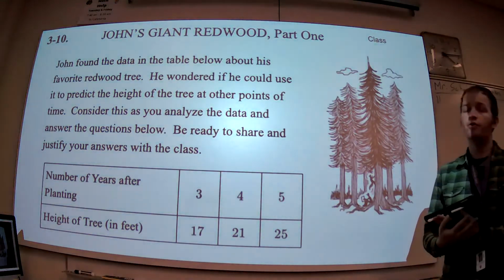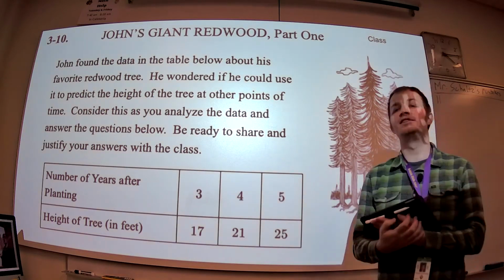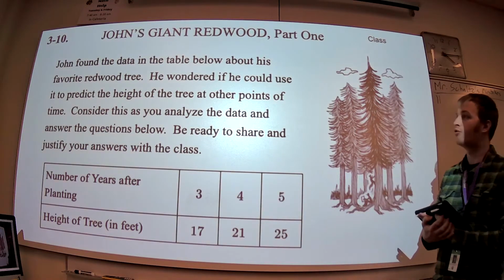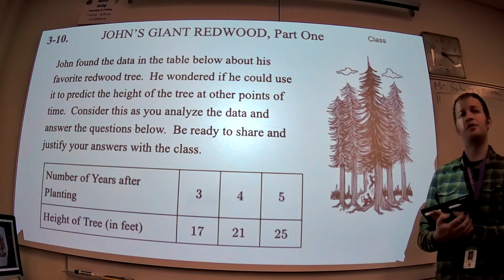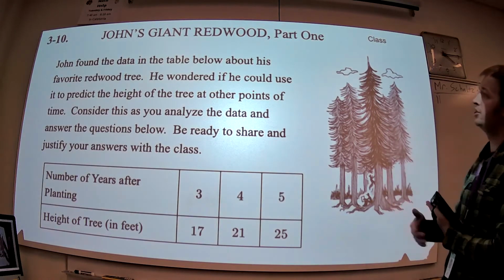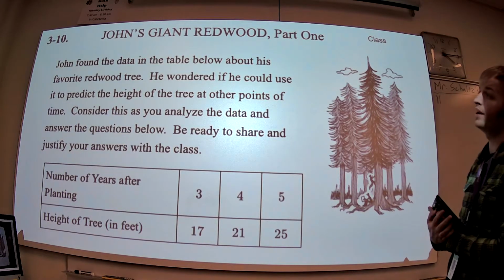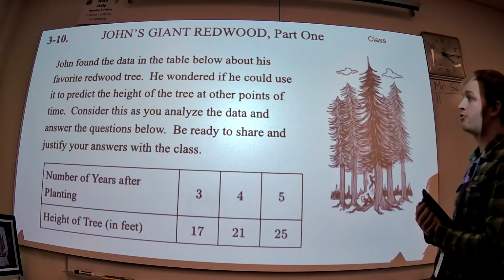All right, so basically what we are getting at there is that redwood trees are ridiculously big. They're incredibly huge, and so we're going to use those as a thing to try to make some predictions with them. So it says John found, and this is question 3-10. We are skipping question 3-9, and jumping straight into question 3-10.